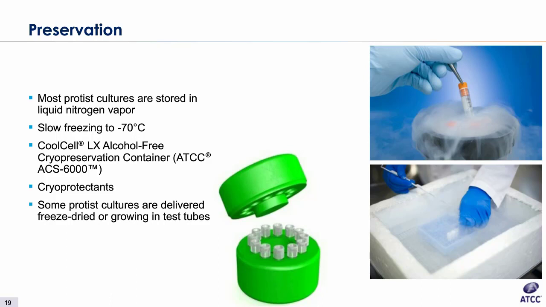As cryoprotectants, we use a lot of glycerol, we use DMSO, sucrose, and as I already mentioned before, methanol for the algae. And once you thaw something, you have to make sure to dilute it out a little bit so the cryopreservation is not affecting them. And then some protist cultures are delivered freeze-dried or growing in test tubes.